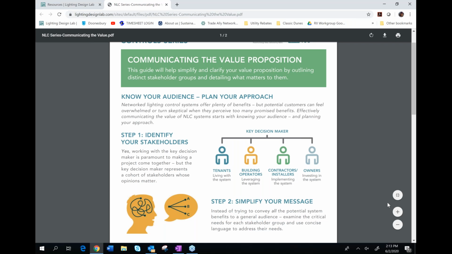There's going to be a lot of different decision makers in implementing these types of projects, and we highlighted them here: the tenants that live with the space, the building operators, the implementers that are on the other side of the spectrum, and ultimately the building owners or investors. And again, each of these groups has their own priorities when it comes to these systems. Understanding what's important to each group, as well as how to communicate, hey, this system has a solution for that problem or can enhance your current situation. So understanding and being able to categorize is very important.